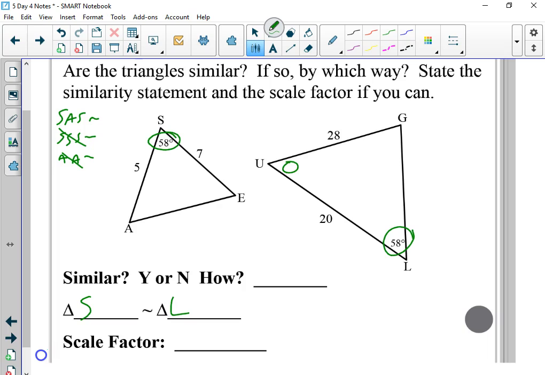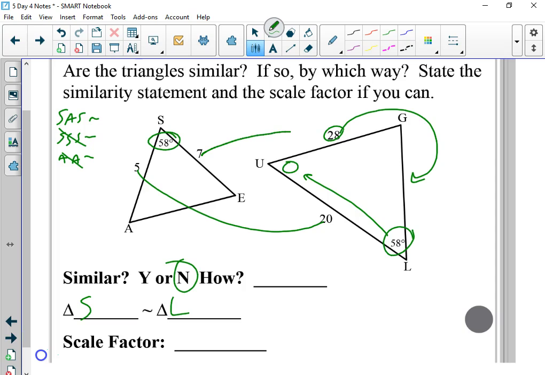So we would either need the 58 to be up here, or we would need this 28 to be over there. So the answer is no. We cannot do it. Even though we know that 5 times 4 is 20, and 7 times 4 is 28, the details we need are not in the right position. We don't have SAS on both triangles. The angle is not included.